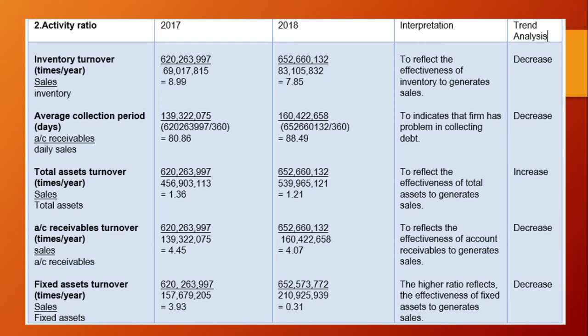All the calculations in activity ratios show a decrease except the calculation of total assets turnover. It means the activity ratios are lower, reflecting lower effectiveness of assets to generate sales.